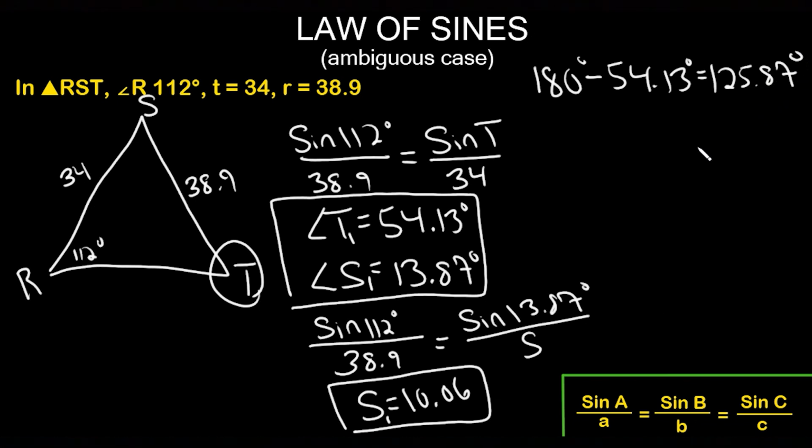Now I can already tell there's no way there can be a second triangle because remember, angle R is not going to be changing. So from here, you would take this angle that you just found, the new angle for angle T, and you would add 112 to it. And that's going to be well above 180 degrees, meaning there is no second triangle here. This is it. There's only one triangle, okay? All right, let's try one more example.